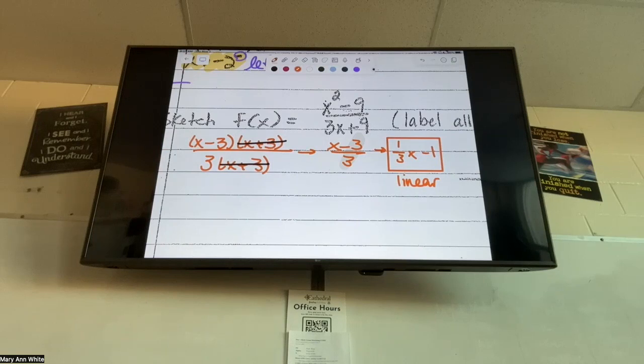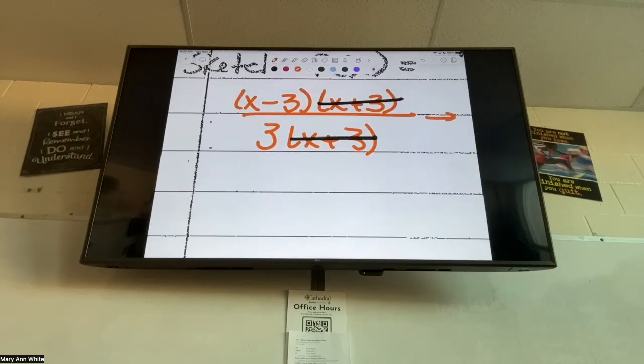Do you remember what the canceled term becomes when we graph it? Does anyone remember what that is? We haven't talked about it yet today. It's called the hole, so we'll have a hole at that point where those canceled values are. So we'll have a hole at x plus 3 equals 0, which is just x equals -3.